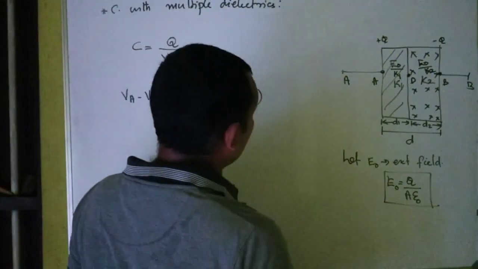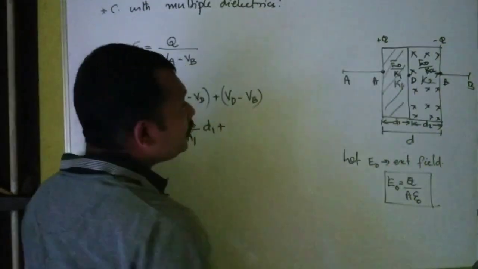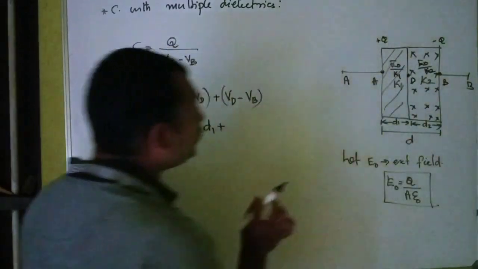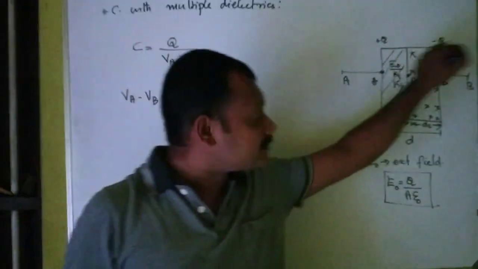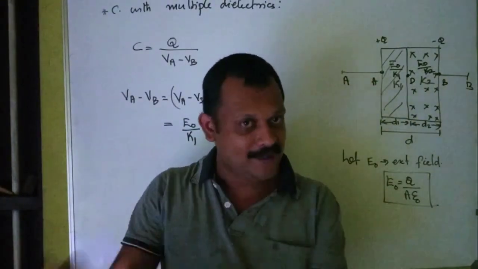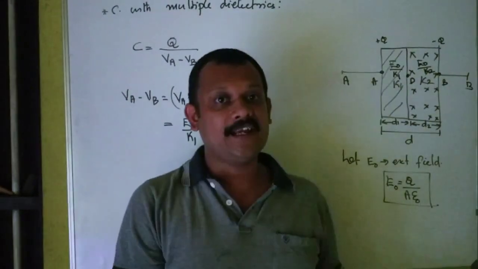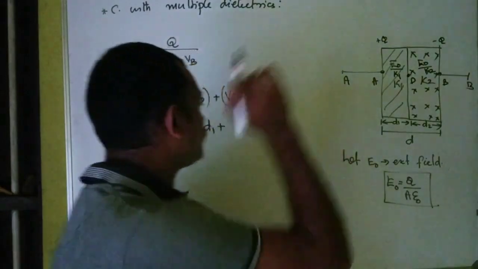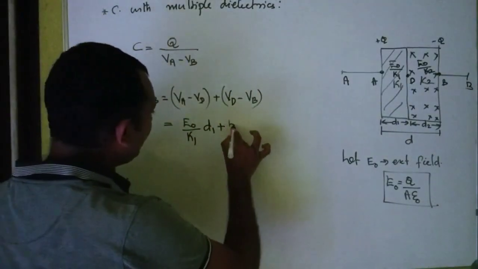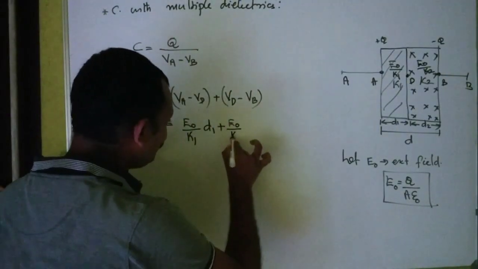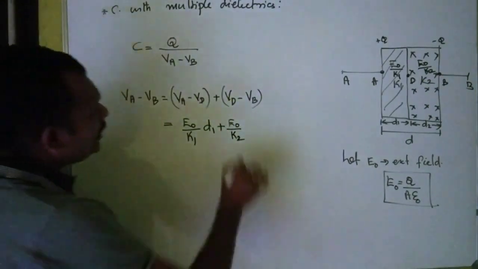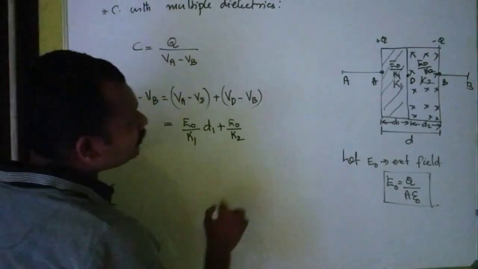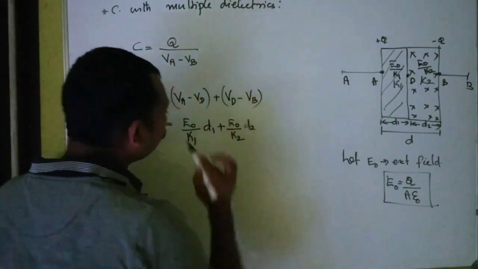VD minus VB. You can find the point D here. You can find the point B here. What is the electrostatic field in the region between D and B? Yes, E0 divided by K2 into what is the separation between the points D and B? It is D2. Ready?